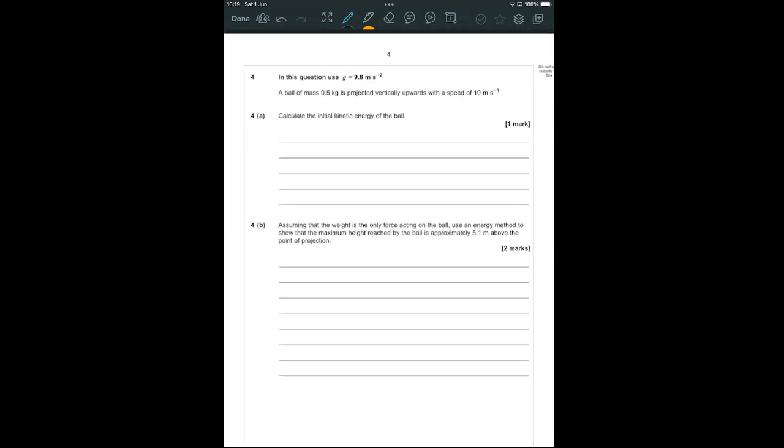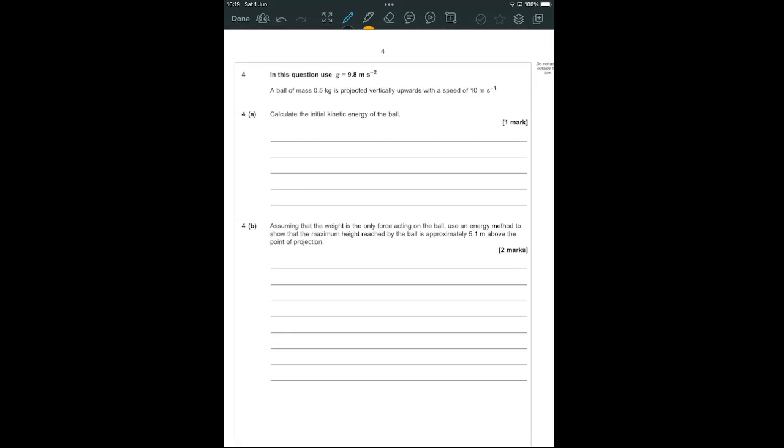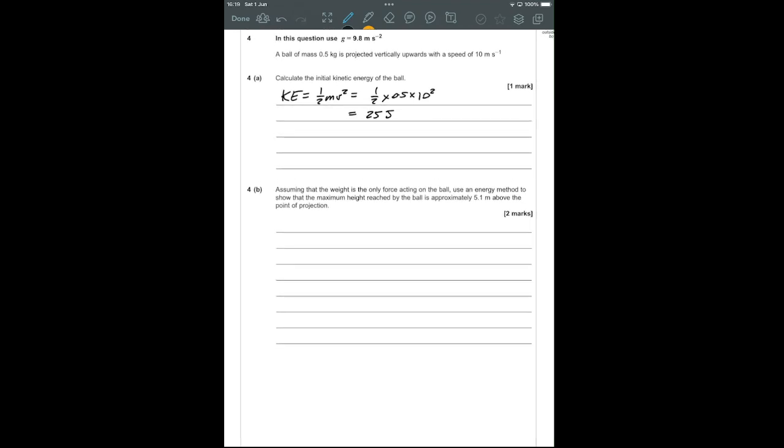Into our proper questions. This immediately looks like energy. A ball is projected vertically upwards with that speed. Initial kinetic energy is half m v squared. That's a half of 0.5 times 10 squared. Now I should do that in my calculator, and you should definitely do so as well, but I cheated slightly there.